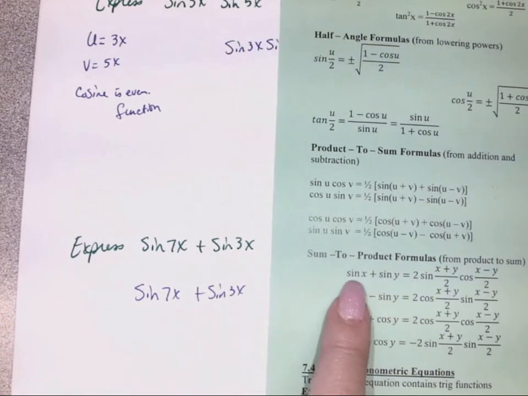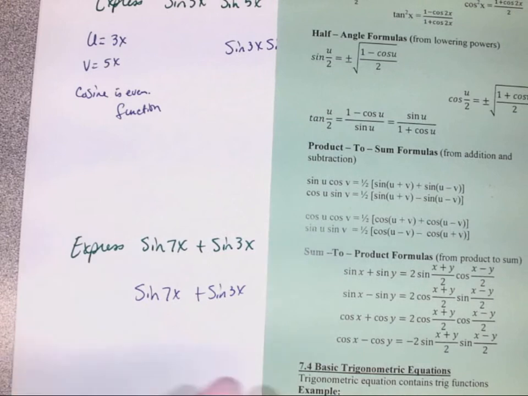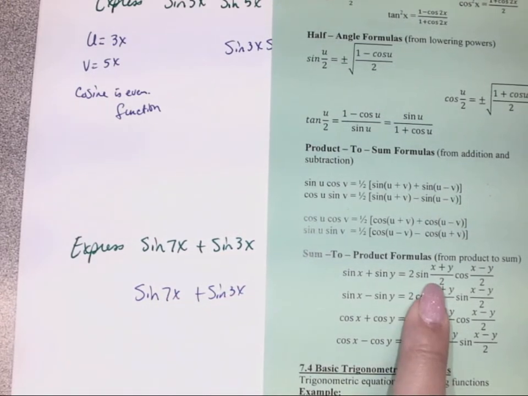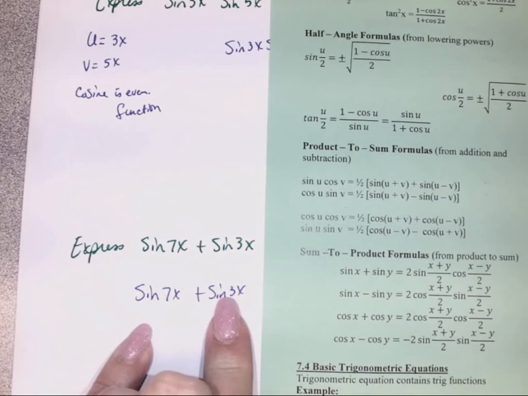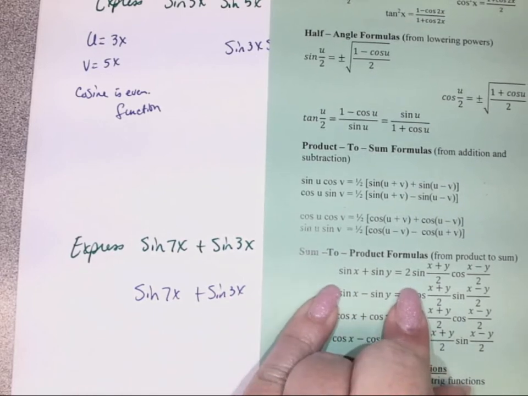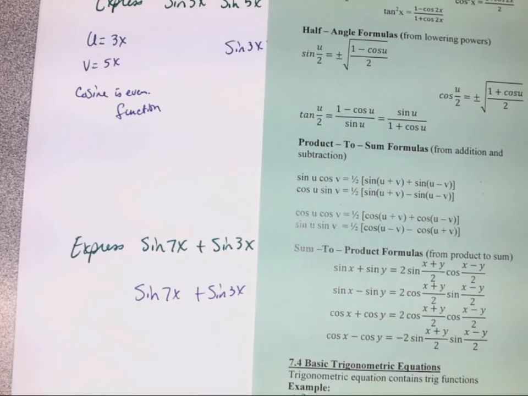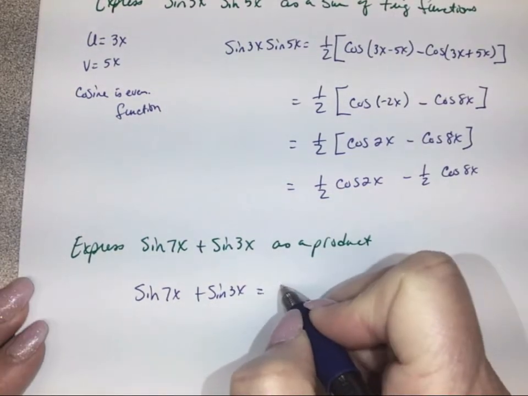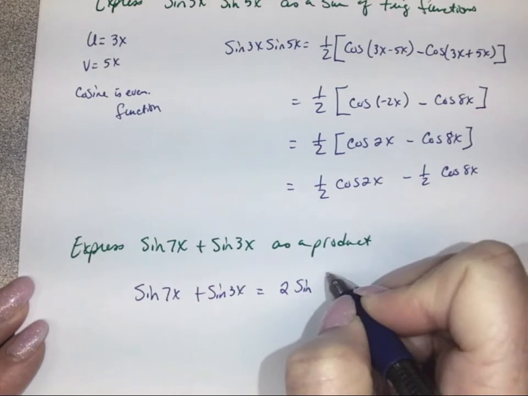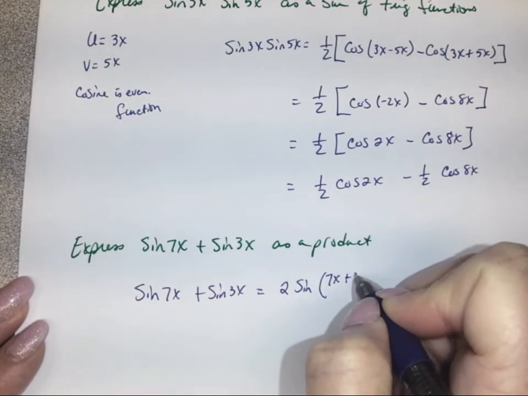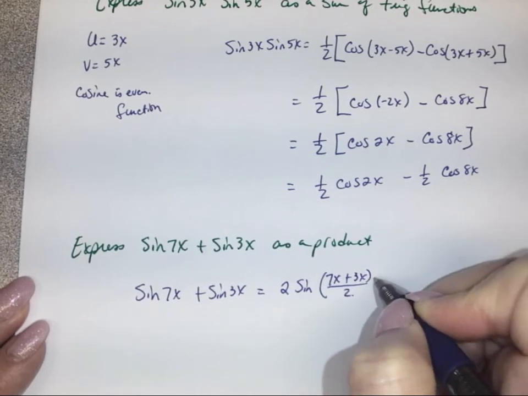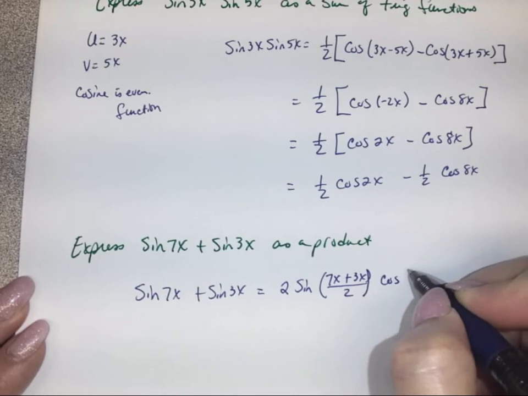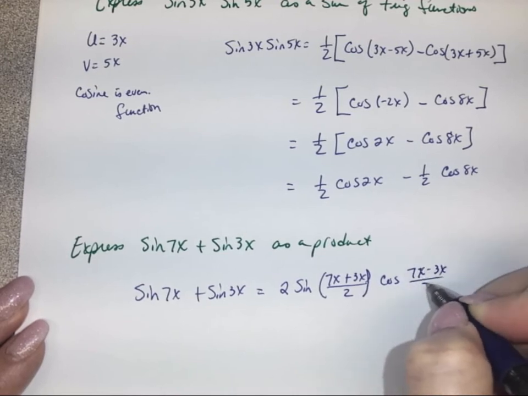So here we have sine plus sine, and this one's x and y, not u and v. So this will be our x and our y. It'll be equal to this. So you just match what you're looking at to what is on your formula sheet there. All right, so this will be equal to 2 times the sine of 7x plus 3x over 2 times the cosine of 7x minus 3x over 2.